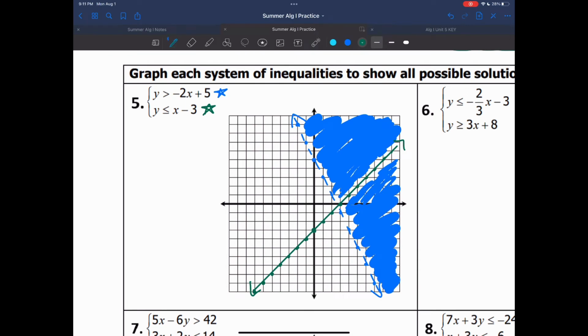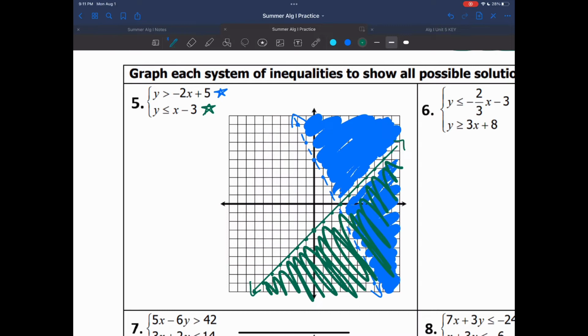Now, if that's hard for you to look at, then go ahead and do the shading. Shade it a little bit lightly, and then you can go back and look at it and be like, okay, the blue and the green intersect here, so that's clearly my solution set, okay? So let's go ahead and go in now and erase a little bit. We don't need any of this shaded region now. So I would just erase that.